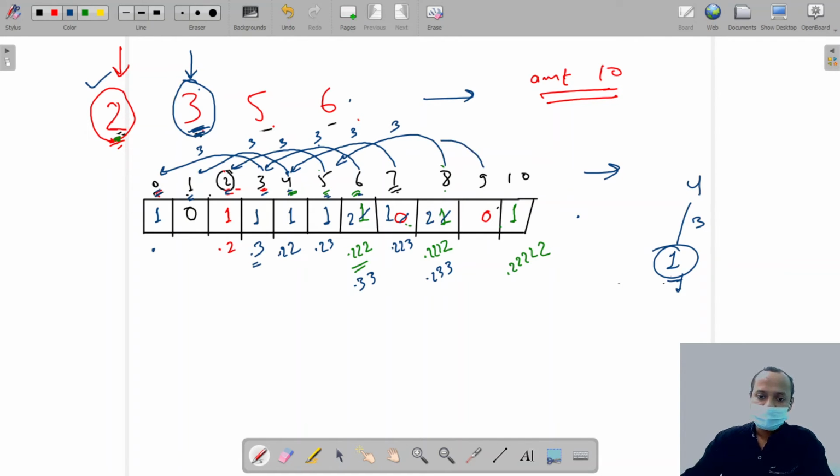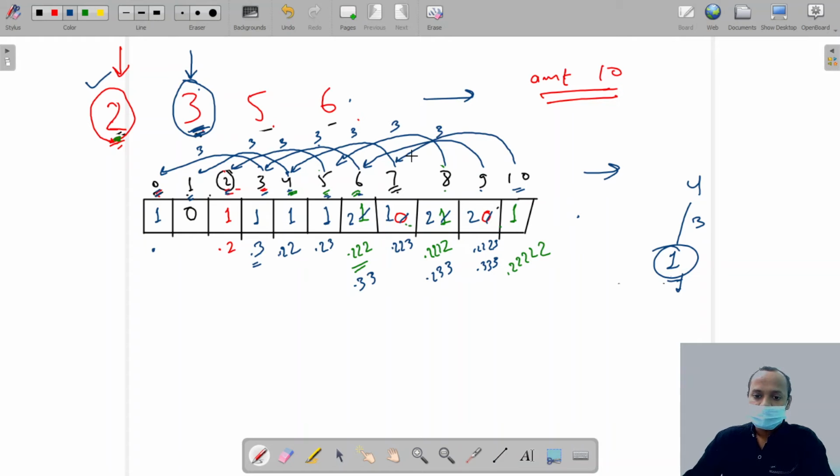Now we are at 9. I'm using the 3 rupees coin, and we see there are 2 ways to pay 6, that is 0.222 and 0.33. So I'm adding just 3 rupees, and here we have 2 ways to pay the 9 rupees amount.